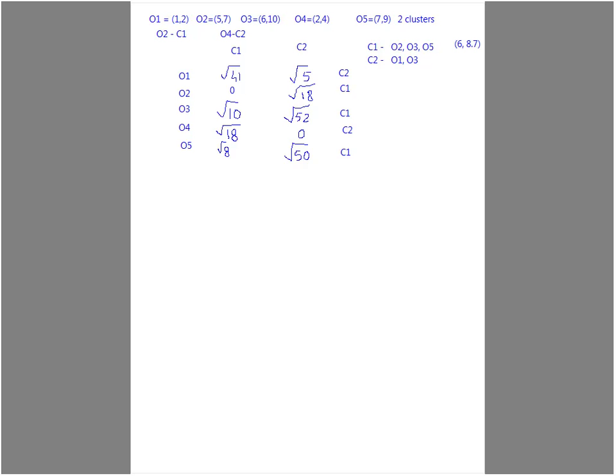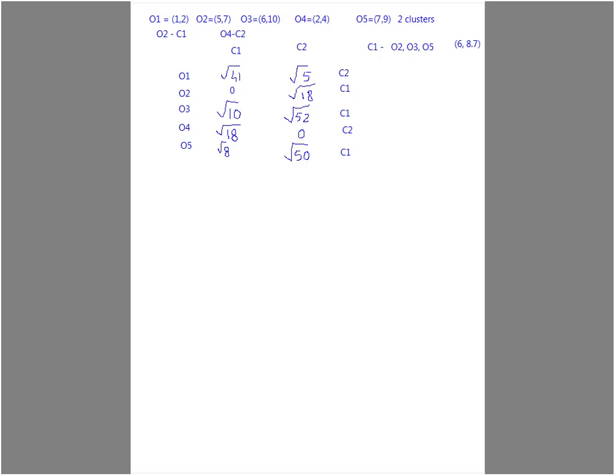Just let me see. O4 belongs to cluster 2, is it not? Okay, my O3 calculation is wrong. I made a mistake in calculation. So that is true. C1 belongs to O2, O3, O5, and C2 is O1 and O4, right? Thank you for pointing it out, Mr. Vivek. Cluster 2 can be represented by a mean point of O1 and O4, which is 1.5 comma 3.